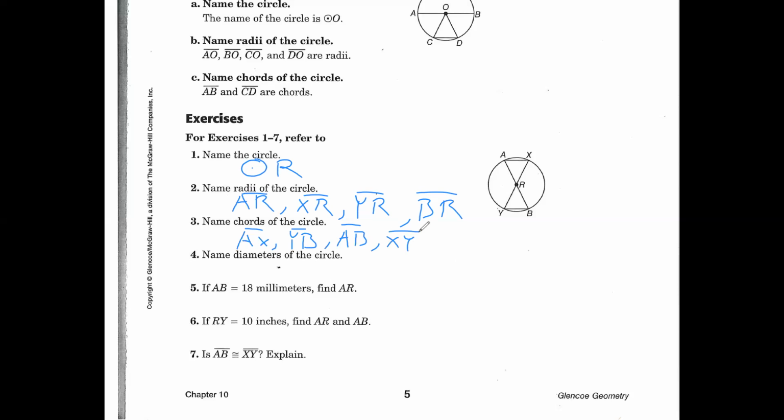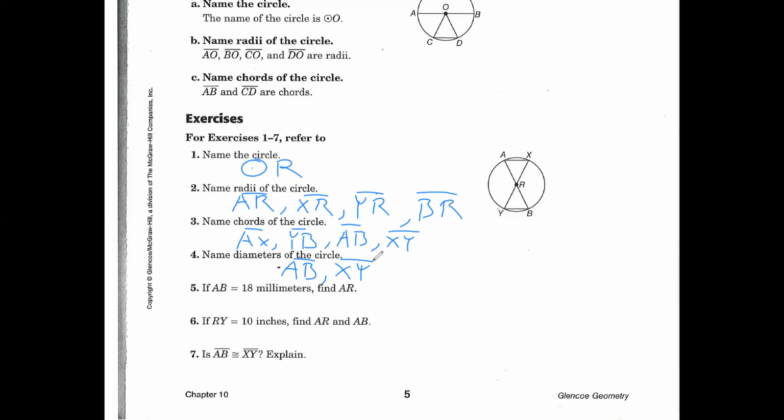A lot of times people look at that and forget those two because AB and XY are also what? Diameters. So those two are also the answer to the next question. So AB and XY are diameters as well. And we do have to remember, every diameter is a chord by definition. All right?